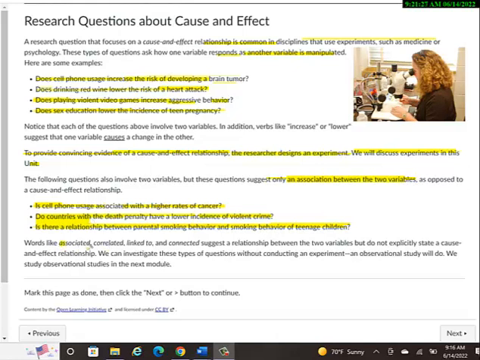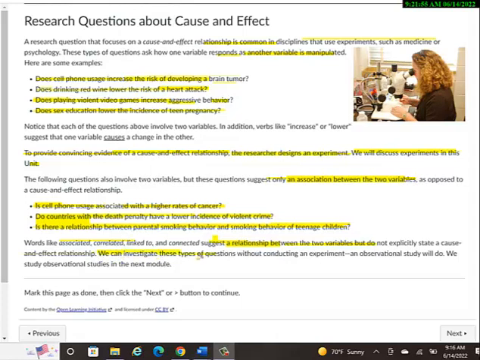Words like associated, correlated, linked to, and connected suggest a relationship between the two variables, but they don't explicitly state a cause and effect relationship. So they just mean these two things are likely to happen together in a person or animal or object, but one might not cause the other, I guess, is the idea. Like the one I was mentioning, the cigarettes and high blood pressure thing. It's not necessarily that cigarettes cause high blood pressure, they're just associated with each other.